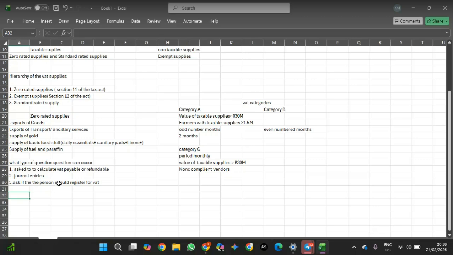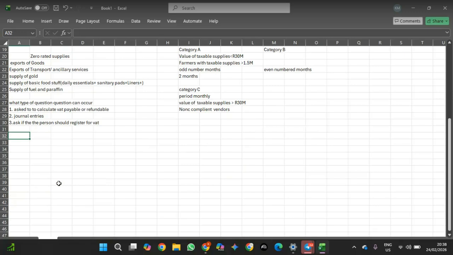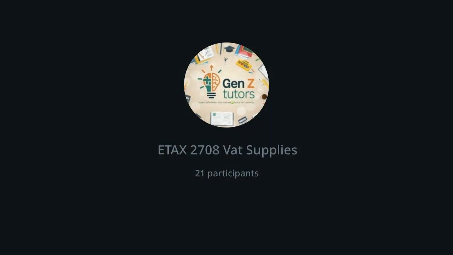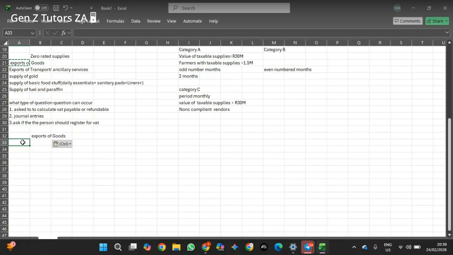Also, I forgot to mention one thing on the export of goods. Let me just copy this and paste it here. On the export of goods, we need to ensure that whoever is exporting the goods is, firstly, a VAT vendor, and that you are supplying the goods to somebody else outside the country. And you are responsible for transporting these items to them outside the country. You must be the one responsible for transferring the items to them outside the country.